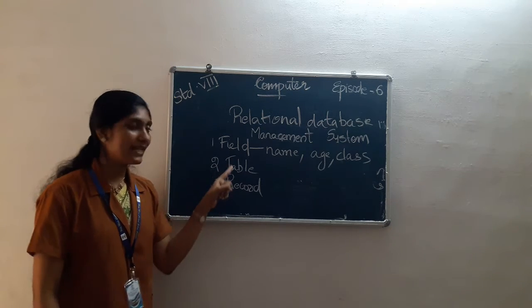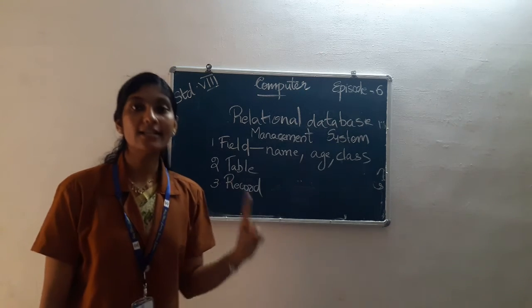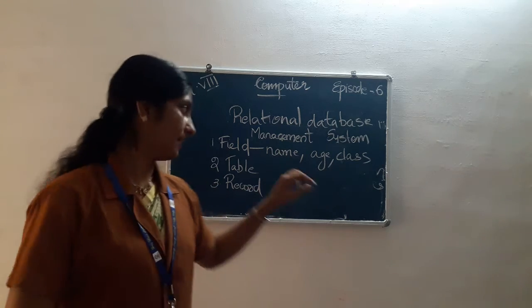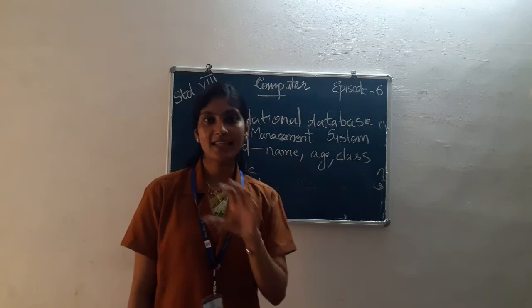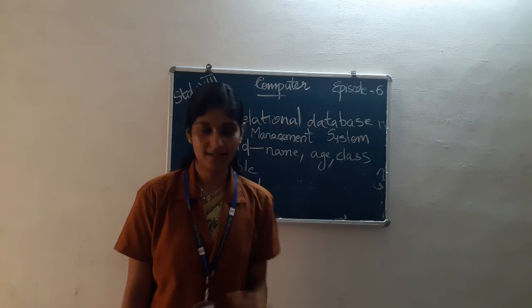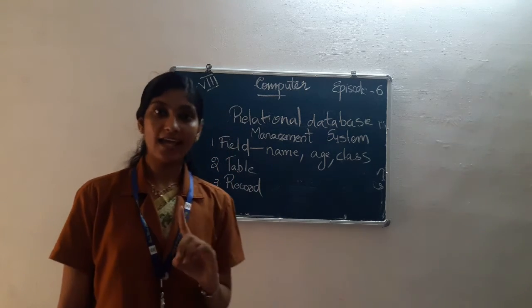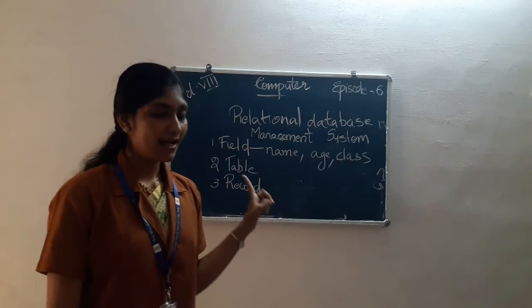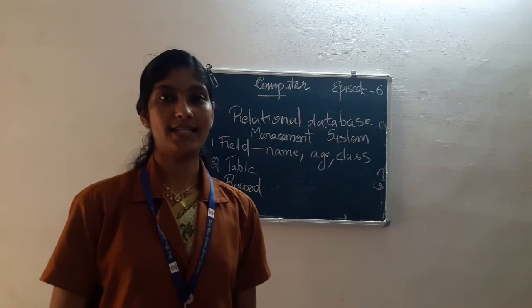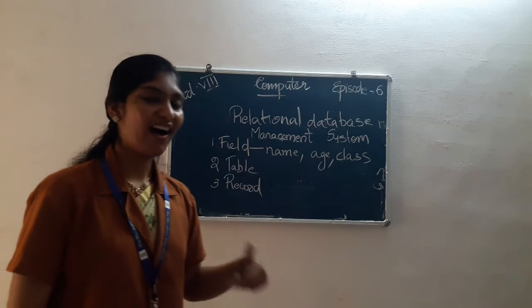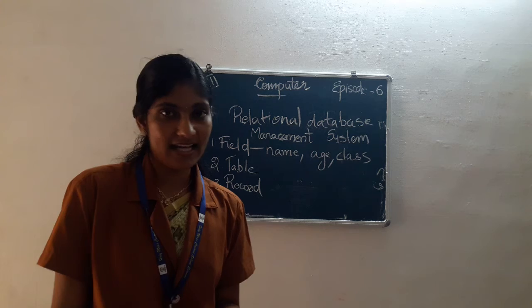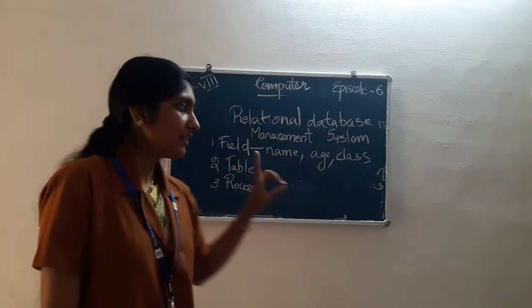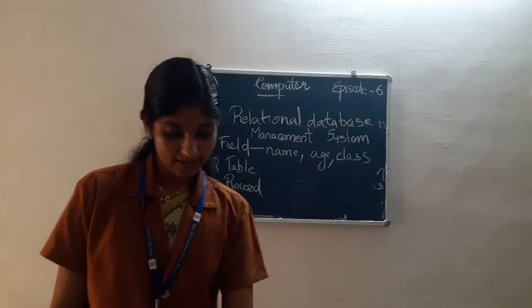And field is what? A single piece of information. The name contains only the names of the students. Age contains the age of the students. And class contains the class of the students. That is field. And we can add any data in this database. Right?